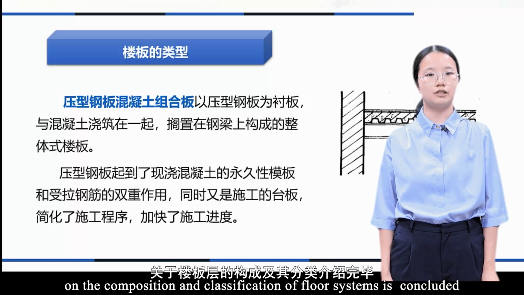This lesson on the composition and classification of floor systems is concluded. Thank you.